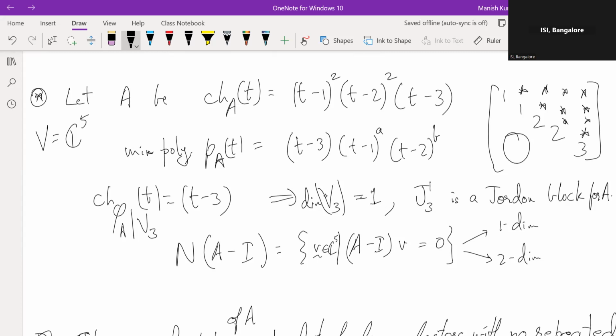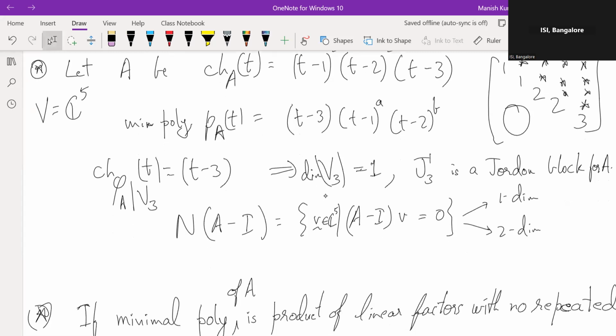So if the null space is one-dimensional, this will only give you, okay, one-dimensional will not tell you exactly what the situation is; it will tell you both situations. So if the null space is one-dimensional, what does that tell you? That the eigenspace has dimension 1. And what should be the dimension of the generalized eigenspace?